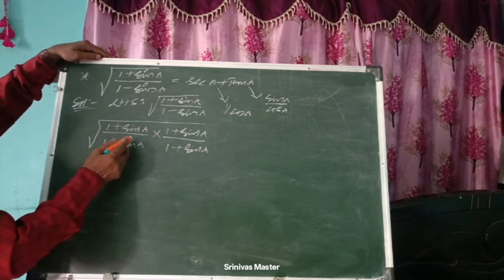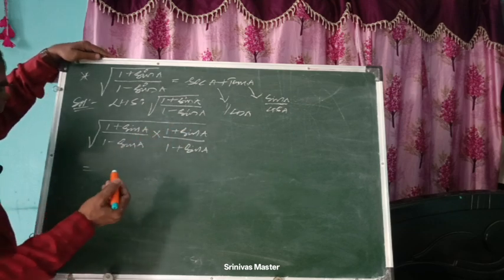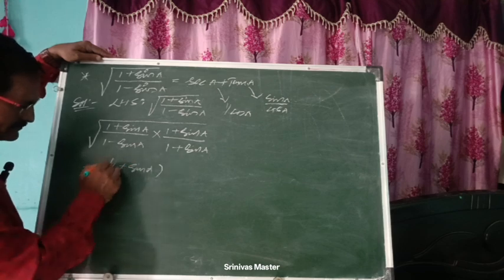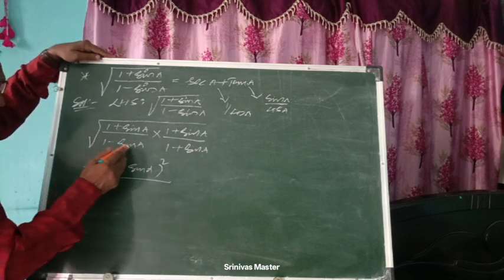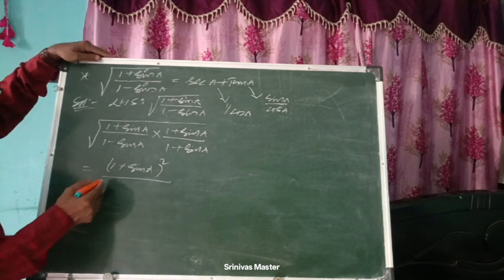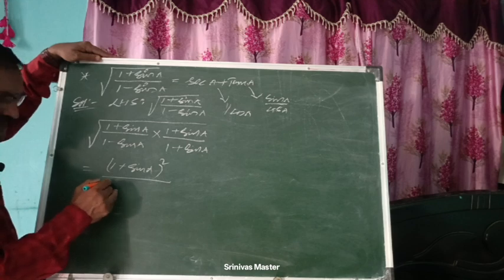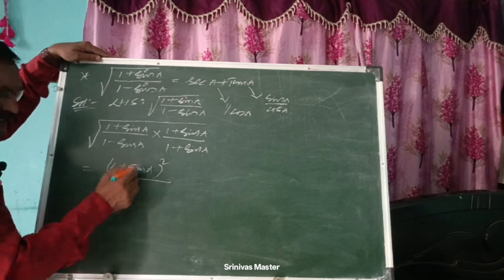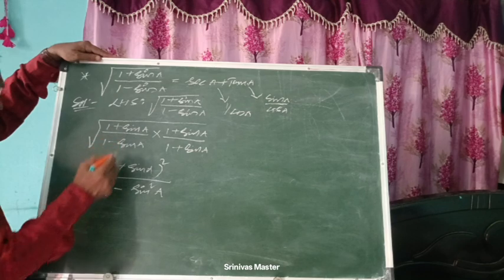Now if you observe the numerator, 1 plus sin A into 1 plus sin A is 1 plus sin A whole square, just like x into x. The denominator is 1 minus sin A into 1 plus sin A, that is A minus B into A plus B, which becomes A square minus B square. I told you before. Here A is 1 and B is sin A. A square means 1 square, that is 1, minus B square, sin A whole square, which is sin square A. Right? Here the square root is given.